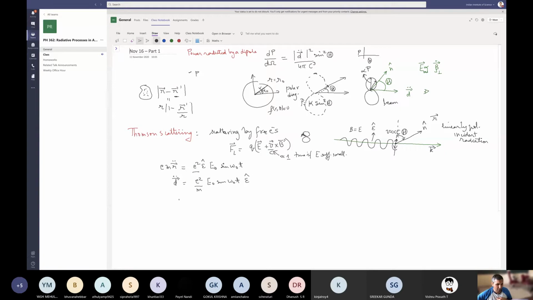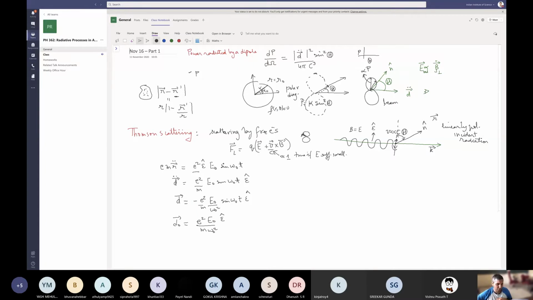So this is your D double dot. What is D? This is periodic sinusoidal motion, so we know that D is nothing but minus e squared by m, E naught by omega naught squared, sine omega naught t plus epsilon. So your amplitude D naught of the dipole is e squared E naught by m omega naught squared, in the direction of the polarization of the incident light.